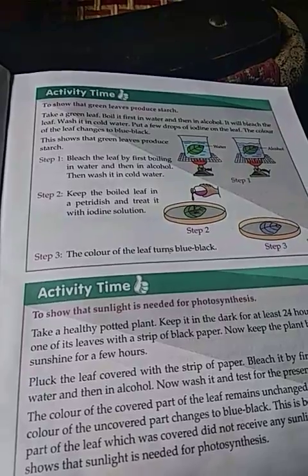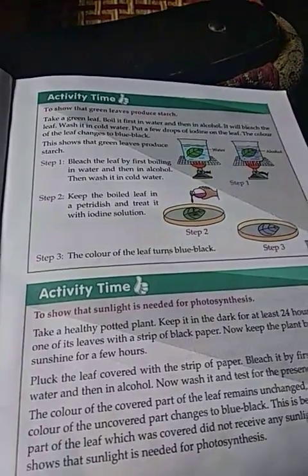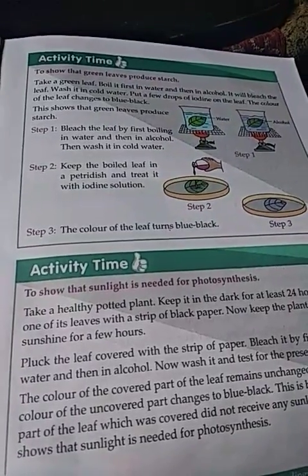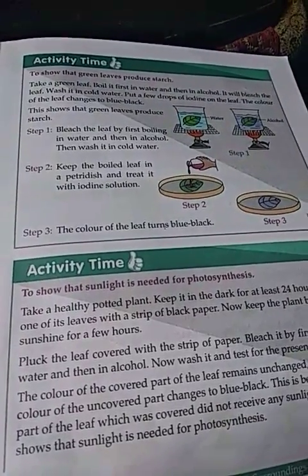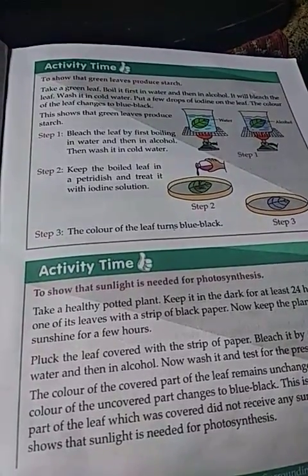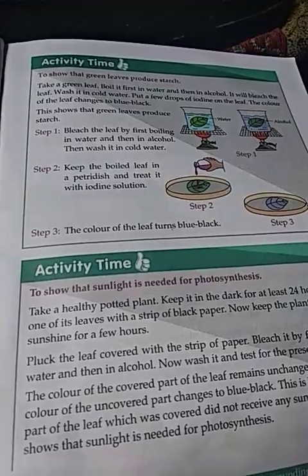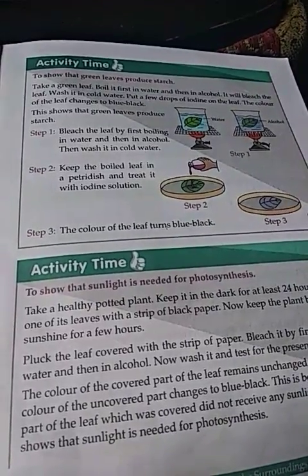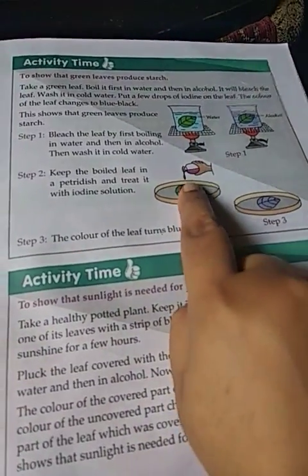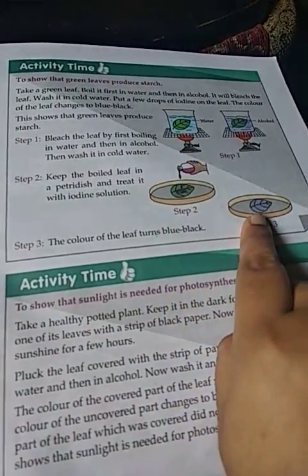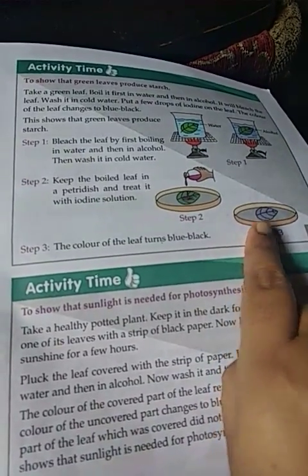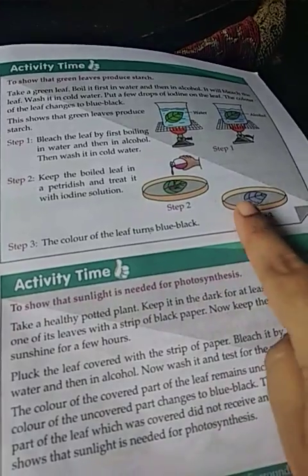So the leaf is bleached when we boil it first in water and then in alcohol. Then this boiled leaf is washed with cold water, and when we put a few drops of iodine on this leaf, here you see we have put a few drops of iodine on it, its color changes to blue-black. This shows that the leaf contained starch.